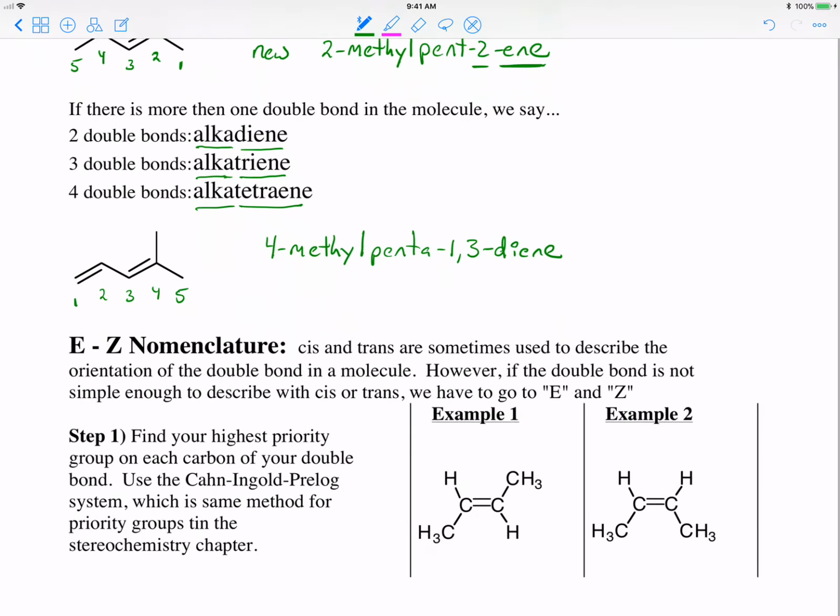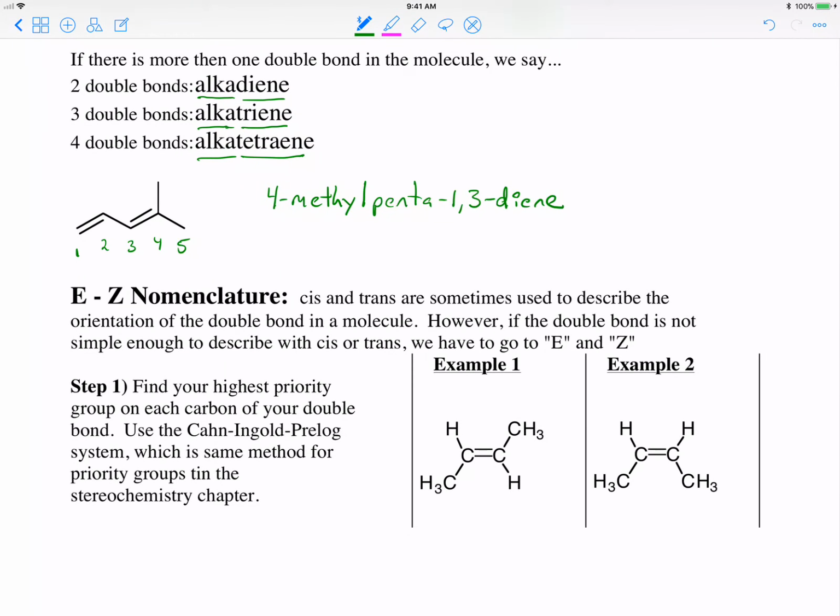Now, one of the other things about naming compounds is sometimes we have cis and trans molecules in there, so we want to name how the molecule is organized or arranged. But on some molecules, it's not as easy as cis and trans. So we have another way of doing it called the EZ nomenclature method. So let's go ahead and go over that.